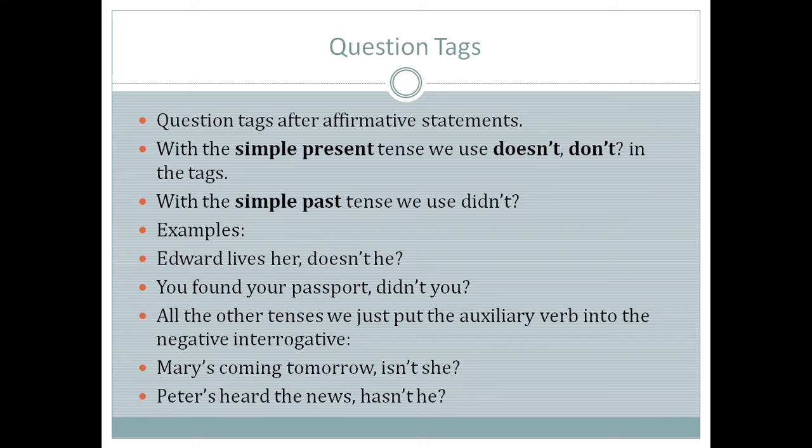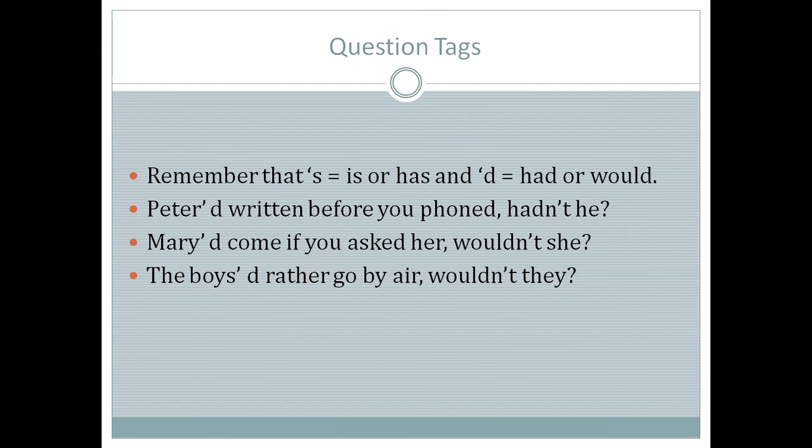With all the other tenses we just put the auxiliary verb into the negative interrogative. Mary's coming tomorrow, isn't she? Peter's heard the news, hasn't he? Remember that apostrophe S is or has, and apostrophe D is had or would. Peter'd written before you phoned, hadn't he? Mary'd come if you asked her, wouldn't she?